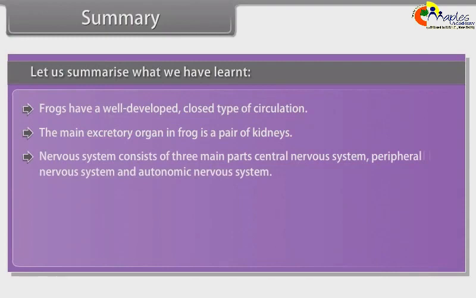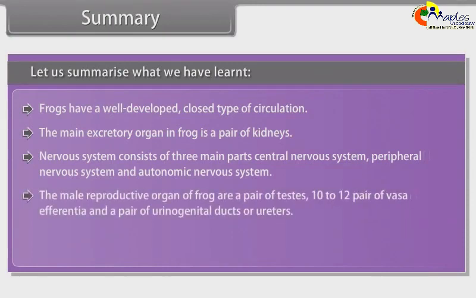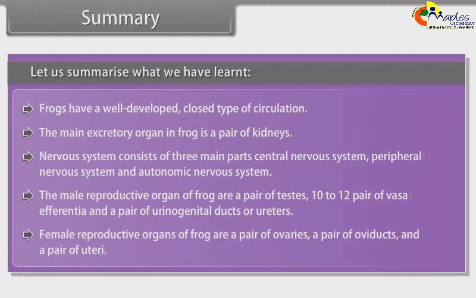Nervous system consists of three main parts: central nervous system, peripheral nervous system, and autonomic nervous system. The male reproductive organs of frog are a pair of testes, 10 to 12 pair of vasa efferentia, and a pair of urinogenital ducts or ureters. Female reproductive organs of frog are a pair of ovaries, a pair of oviducts, and a pair of uteri.